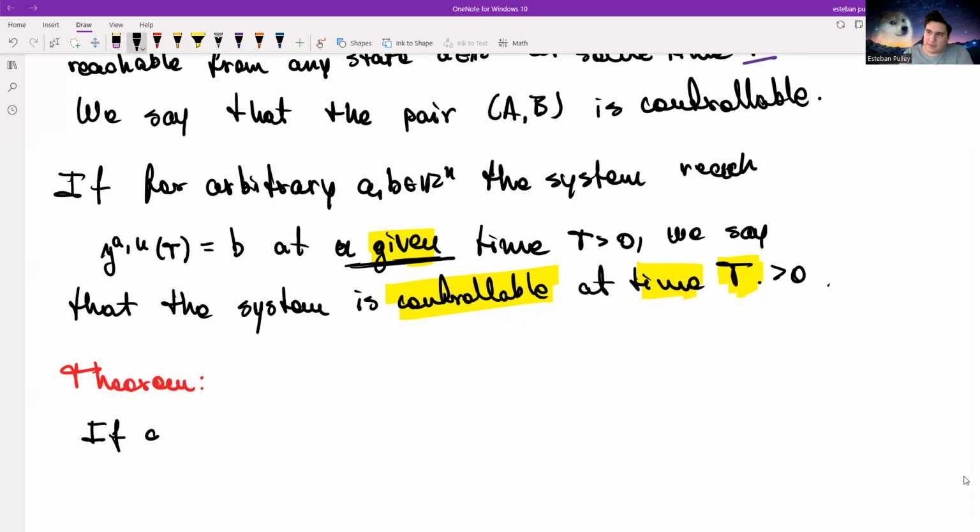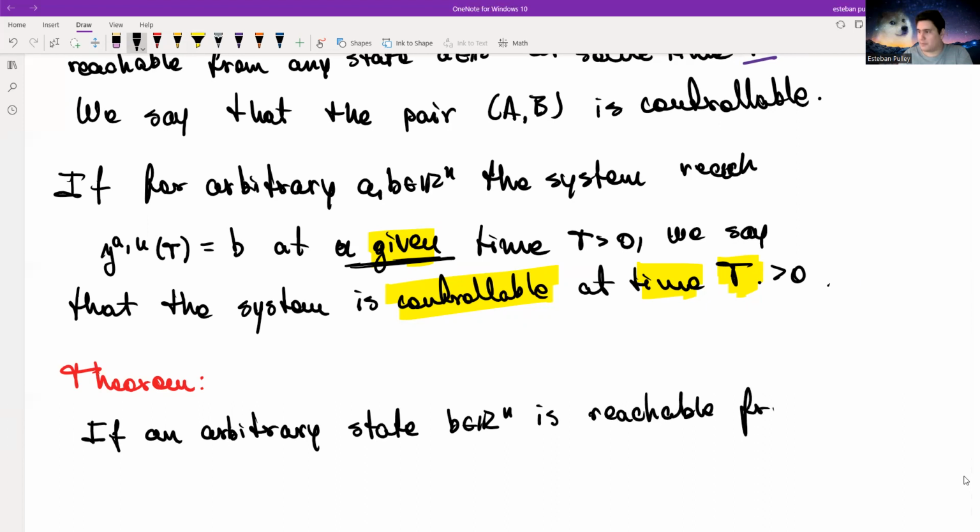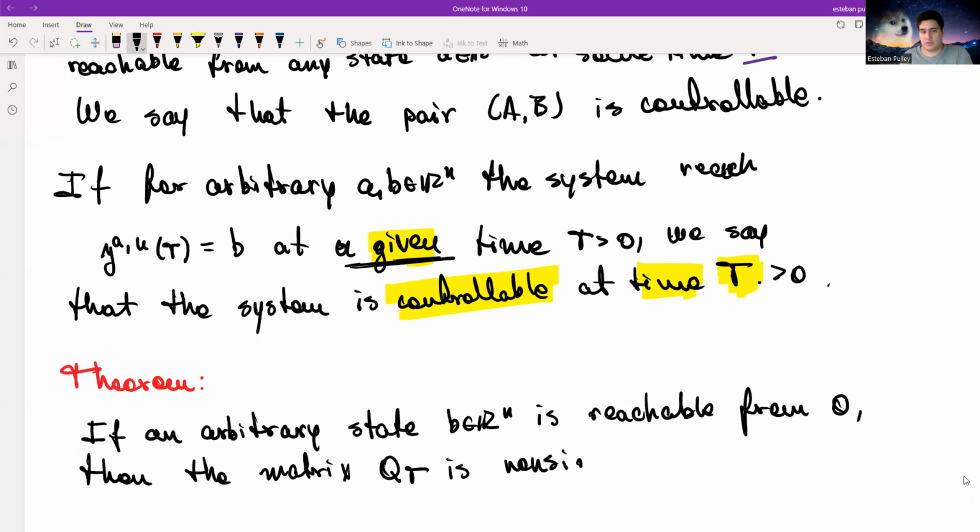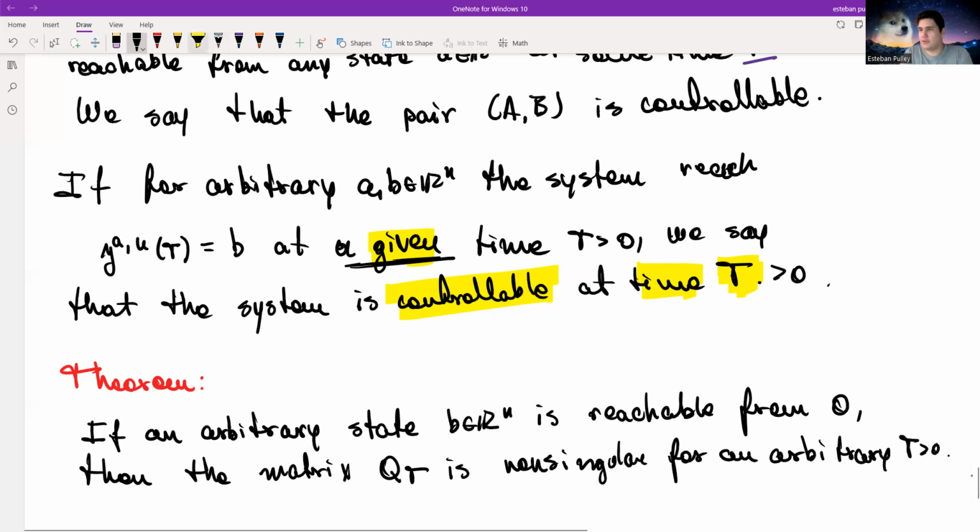If an arbitrary state b, element of Rn, is reachable from 0, then the controllability matrix Qt is non-singular for an arbitrary t greater than 0. So if an arbitrary state is reachable from initial state 0, the controllability matrix is not singular. Wow, that's an important result.